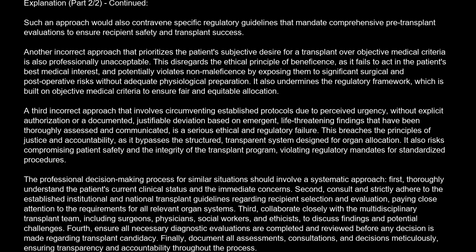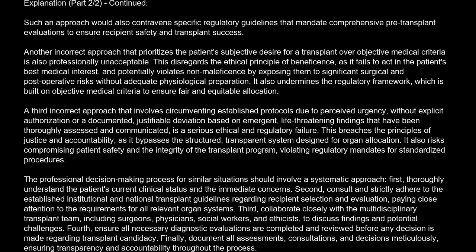A third incorrect approach that involves circumventing established protocols due to perceived urgency, without explicit authorization or a documented, justifiable deviation based on emergent, life-threatening findings that have been thoroughly assessed and communicated, is a serious ethical and regulatory failure. This breaches the principles of justice and accountability, as it bypasses the structured, transparent system designed for organ allocation. It also risks compromising patient safety and the integrity of the transplant program, violating regulatory mandates for standardized procedures.